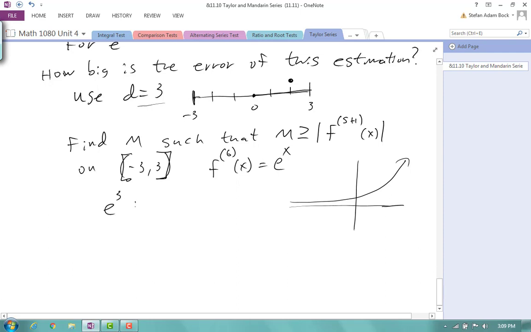So e cubed is the maximum value. But I don't know what that value is off the top of my head. So what I'm going to use instead is e is less than 3, so I'm just going to use 27. 27 is greater than e cubed, which is greater than or equal to f to the 6th of x for every x on the interval.